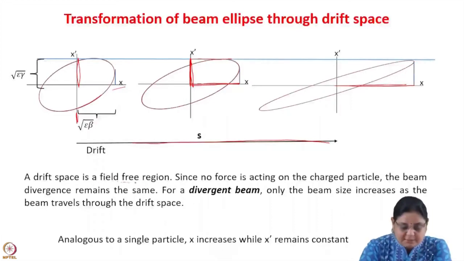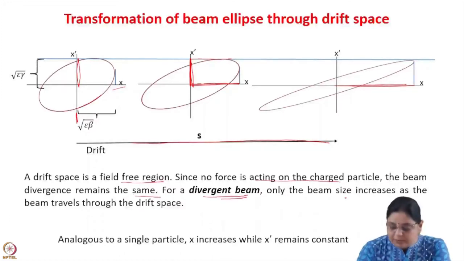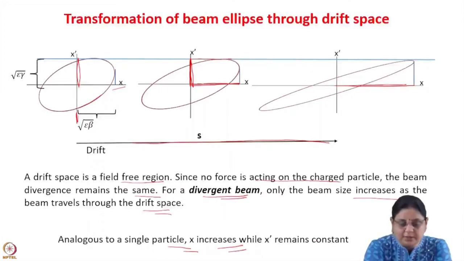So drift space is a field free region. Since no force is acting on the charged particle, the beam divergence remains the same. For a divergent beam, only the beam size increases as the beam travels through the drift space. So this is analogous to the single particle, which we have already seen in the last lecture. So x increases while x prime remains constant. So here again you can see x increases, x prime remains the same.